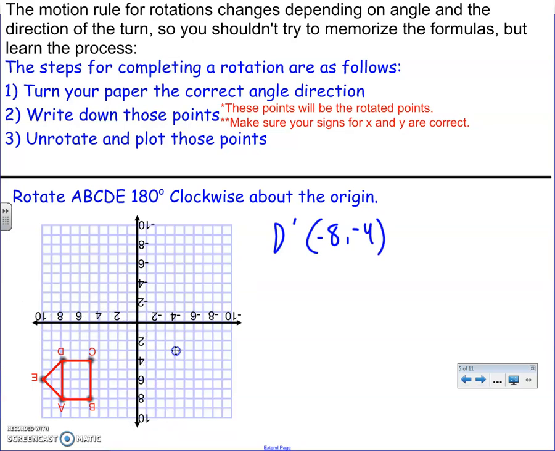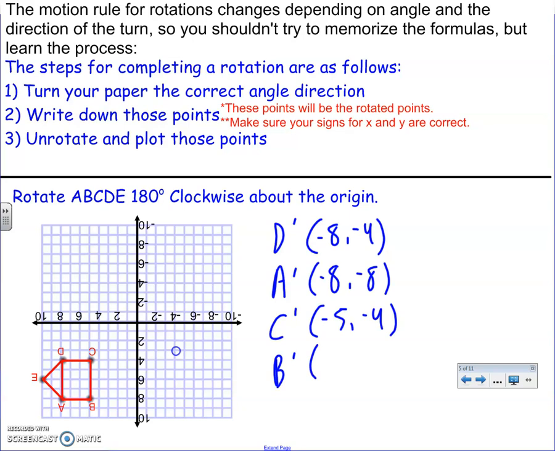If I do the next one, let's do A prime next. Negative 8, negative 8. C prime, and you just go in the order you want. That is negative 5, negative 4. B prime, that is left 5, down 8. Negative 5, negative 8. Last, I've done E. E is at negative 10, negative 6. And sometimes I'll ask you on a test, like, what is the coordinate of E prime? They won't make you draw the picture.